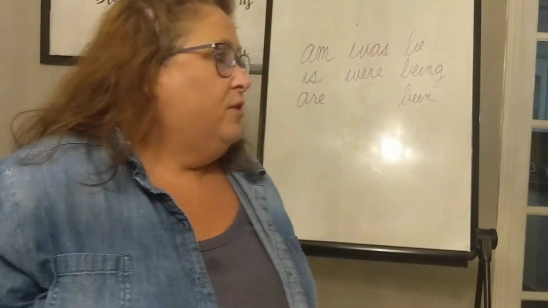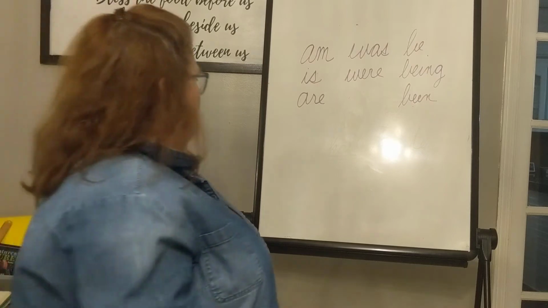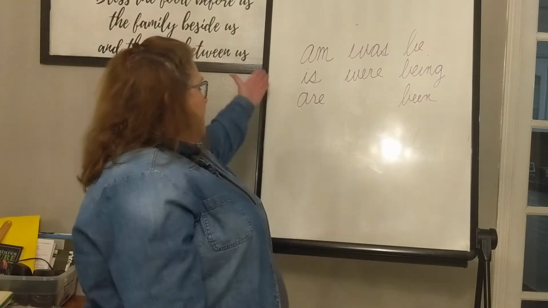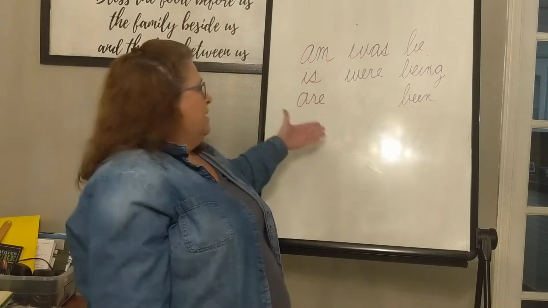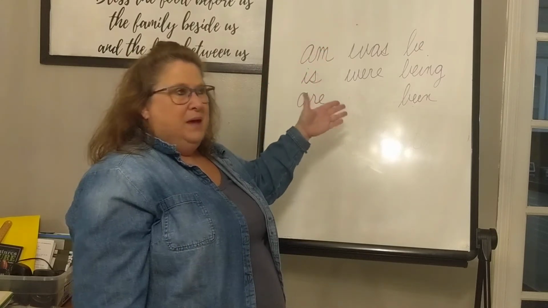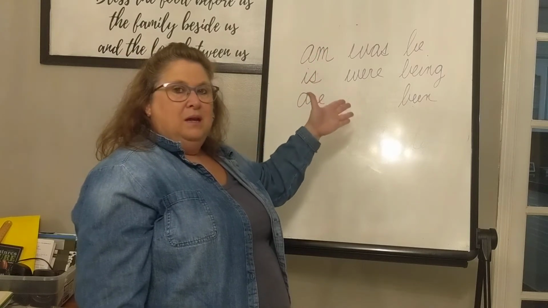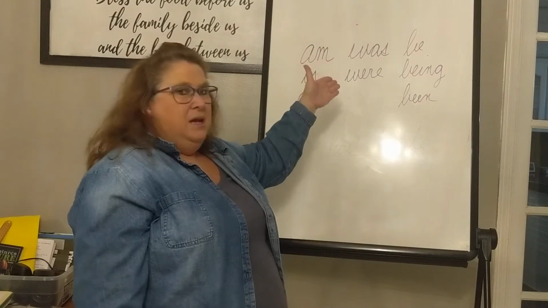We're just going to talk about how to recognize that there could be one of these complements in a sentence. First of all, it is very important that we know our linking verb list by memory. Say it with me, until I stop, keep saying it. Am, is, are, was, were, be, being, been. Am, is, are, was, were, be, being, been.